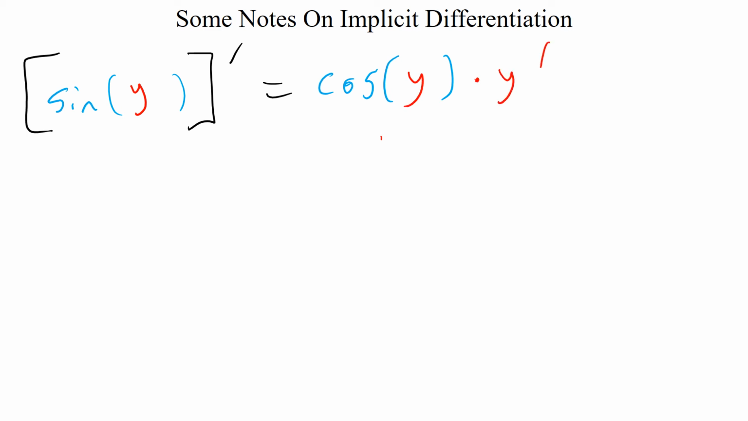Y is x squared plus e to the x. Then you're like, okay, then it's cosine of x squared plus e to the x times the derivative of x squared plus e to the x. But if they don't tell you what y is, this is as far as you can go.